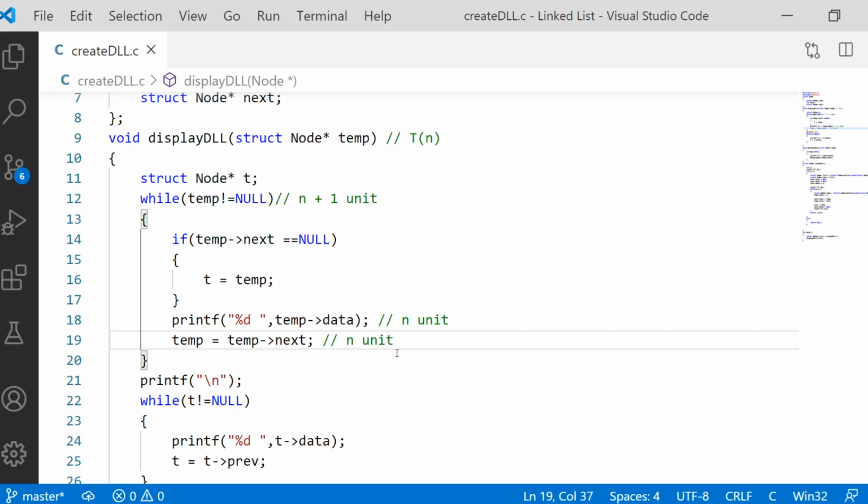So totally what is the time complexity? It is 3n plus 1. So T of n is equal to 3n plus 1 is the time complexity. From this equation what we understood is that displaying is always a linear time taking solution. We already know it, but we are just analyzing it again. So displaying takes linear time.